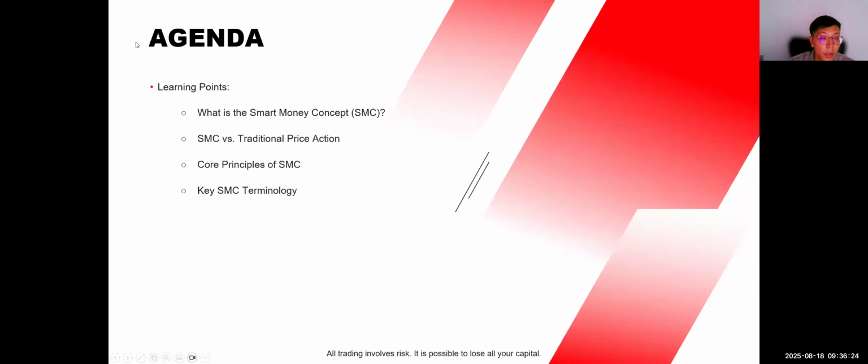Very simple, for the agenda, we'll be going through 4 different learning points. Firstly, what is the smart money concept? Secondly, SMC versus traditional price action. Third, core principles of SMC. And lastly, key SMC terminology. After I go through all of these learning points, I will head on to TradingView to show you a simple strategy on how you can trade SMC.